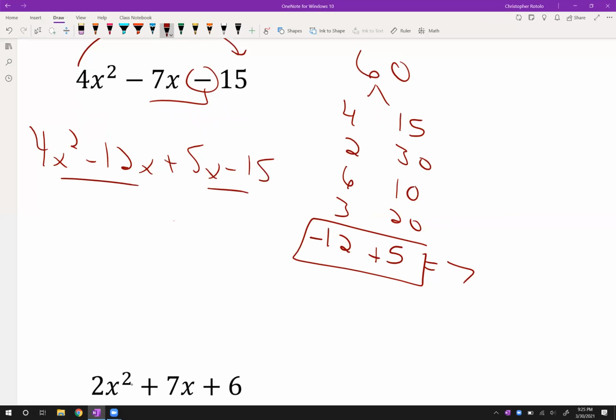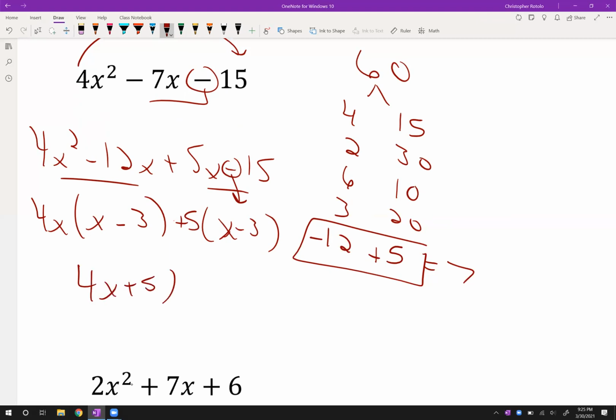Plug them in there, GCFs. Another 4x. A lot of 4x's tonight. We need x minus 3 again. The sign's already negative, so that's nice. 5 divided by 1 is 5. So there it is, 4x plus 5 and x minus 3.